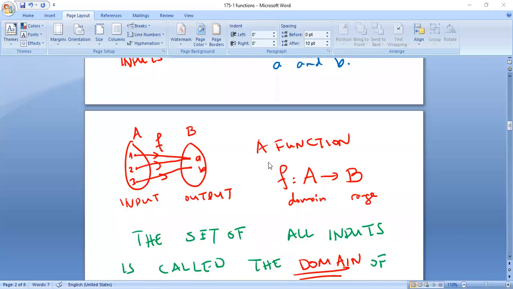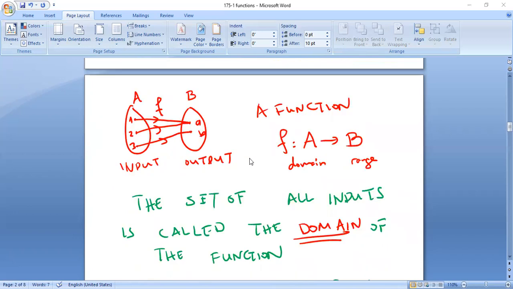Now, the third example, we have again the same set A with elements 1, 2, 3, and the set B with elements A and B. When you look at this, 1 is assigned to A, 2 is assigned to A, 3 is assigned to B. So all of the inputs are assigned. That's good. And then all of the inputs are assigned only one time. So that's the second part of being a function. So this is a function here.